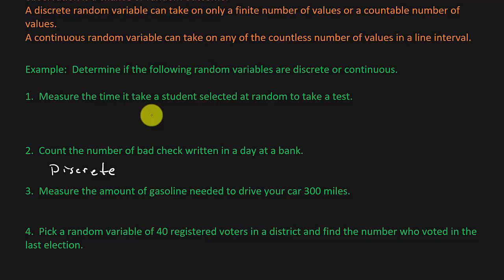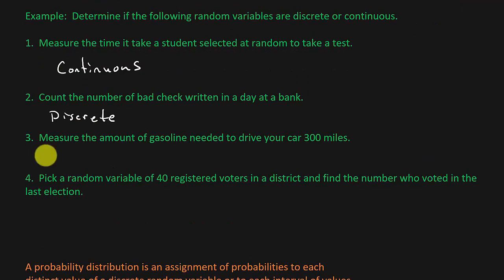What about this one? Measure the amount of gasoline needed to drive your car 300 miles. How many gallons of gas do you use to drive your car 300 miles? You could use 10 gallons, 10.5, 10.32, 10.05 gallons. That takes on an infinite number of values, any number within however many gallons of gas your car holds. So this would be continuous also.